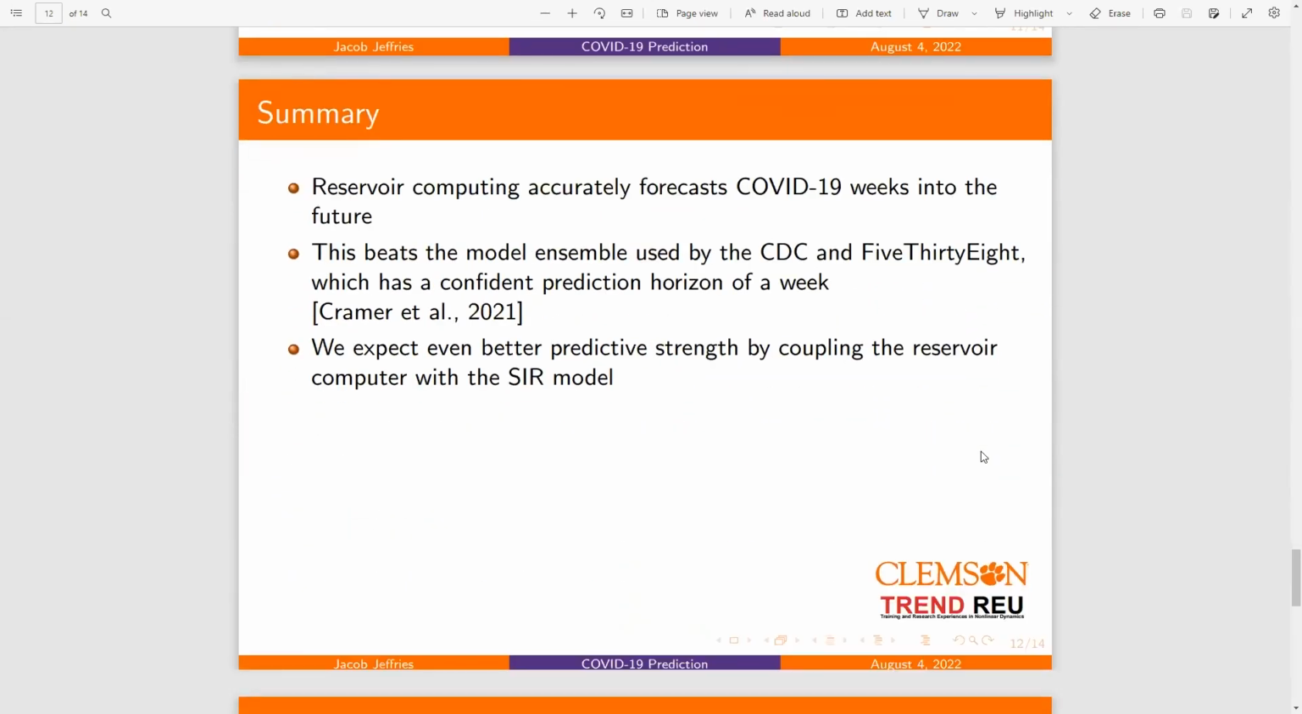So the summary is that reservoir computing accurately forecasts COVID. This beats the model ensemble used by the CDC in 538. And we expect even better predictive strength by coupling the reservoir computer with the SIR model.